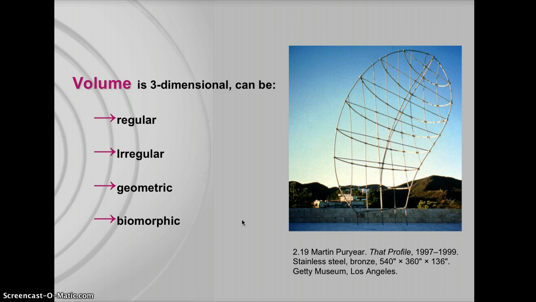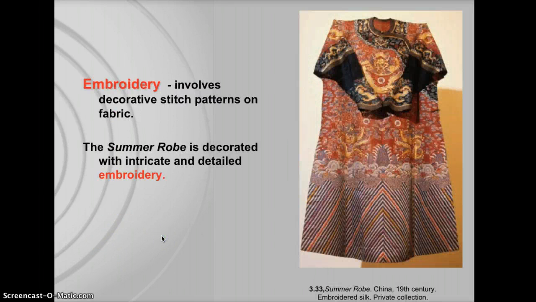Volume is when we are containing space. That's what volume means. And so the structure of that object will determine whether that volume is regular or irregular, geometric, or biomorphic.